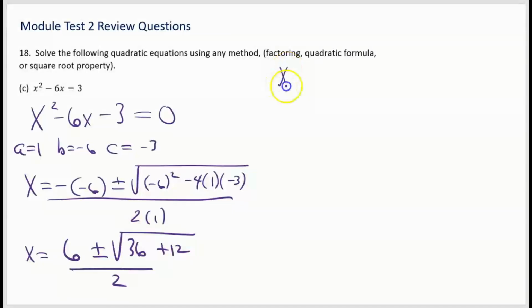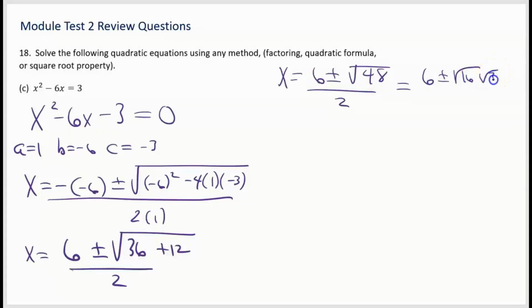If I keep going, top of the page, x is 6, plus or minus the square root of 36 plus 12 is 48 over 2. Well, you know what? 48 will simplify. 16 divides into 48, similar to the last problem we did. That's the square root of 16 times the square root of 3 over 2. I keep going. That's 6 plus or minus. Square root of 16 is 4 square root of 3 over 2.